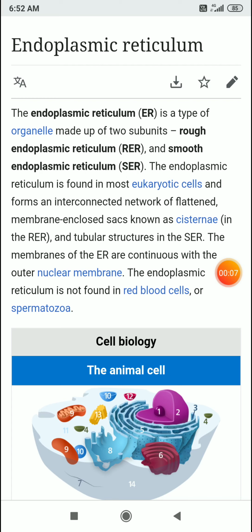Today we are going to see the third unit, that is endoplasmic reticulum organelles. What are the organelles and their structure and function? In that, we are going to see the endoplasmic reticulum today. The endoplasmic reticulum is a type of organelle.